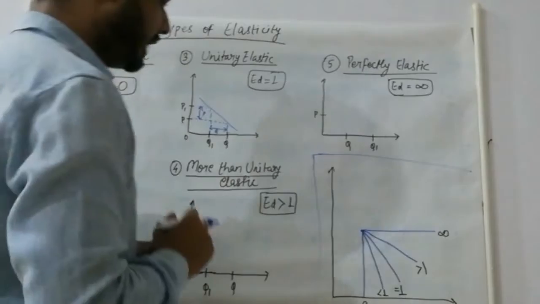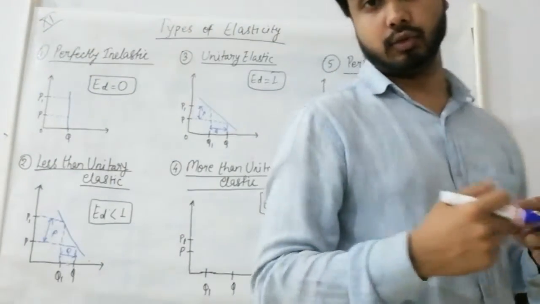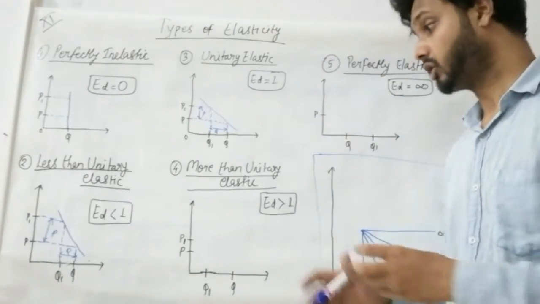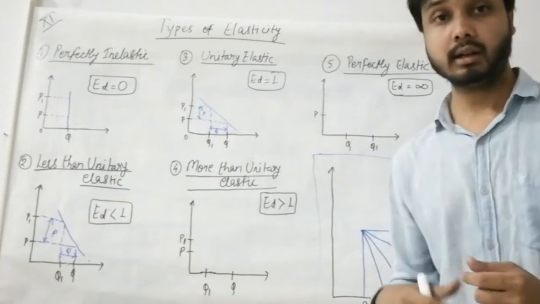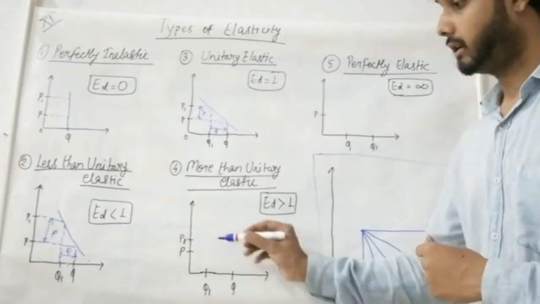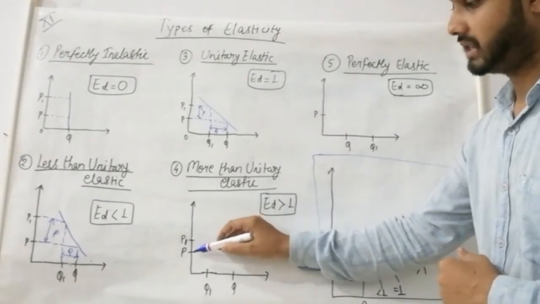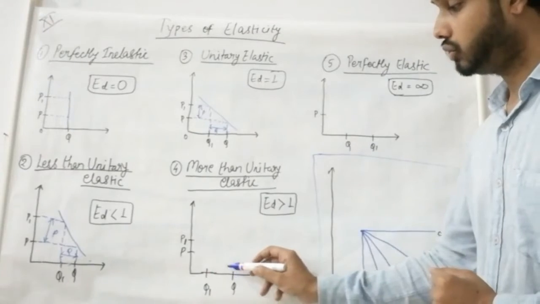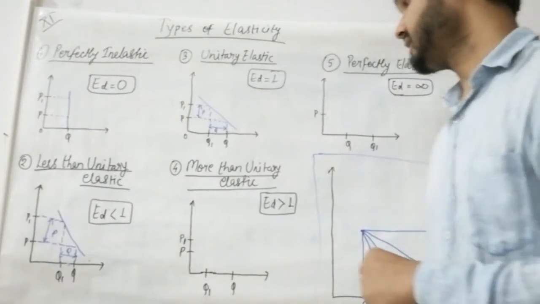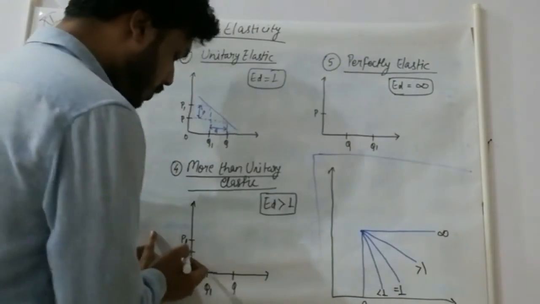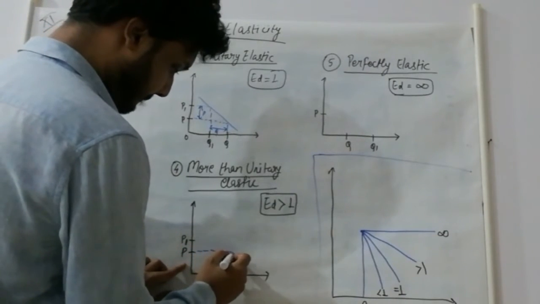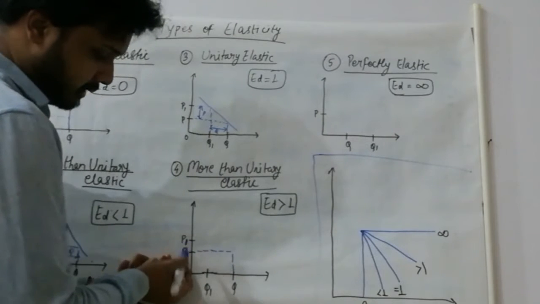The fourth one is more than unitary elastic. More than unitary elastic represents elasticity of demand more than 1, because it is more than unitary. So here the change in quantity demanded will be more as compared to price. Here we can see that from P to P1 the price is changing very little, but from Q to Q1 the quantity demanded is changing a lot. Representing it with a diagram, the original price is joined with the original quantity, and P1 will be joined with Q1.